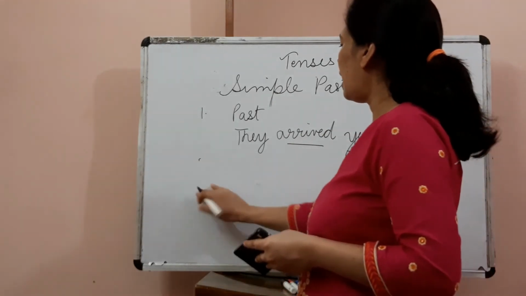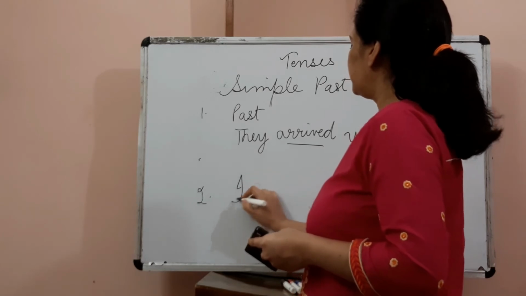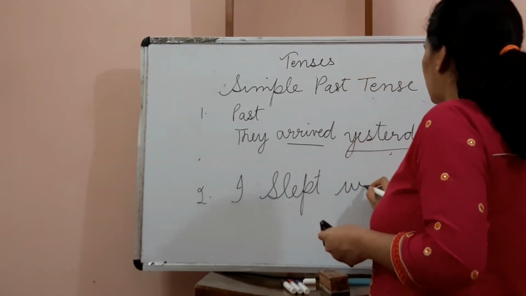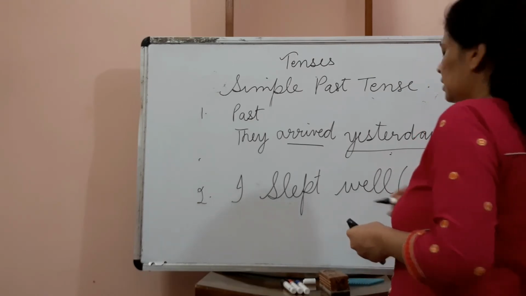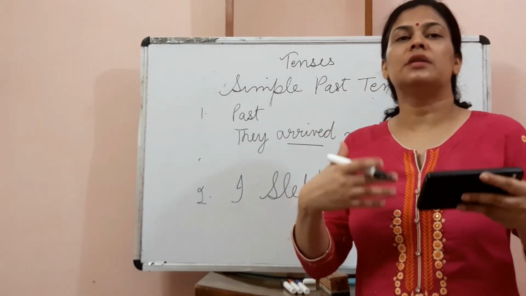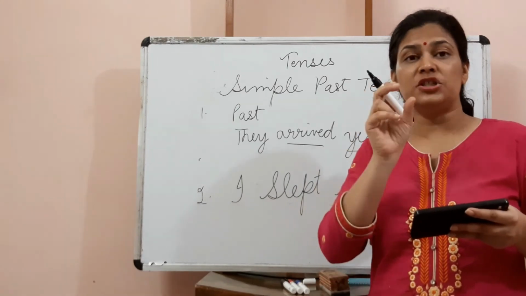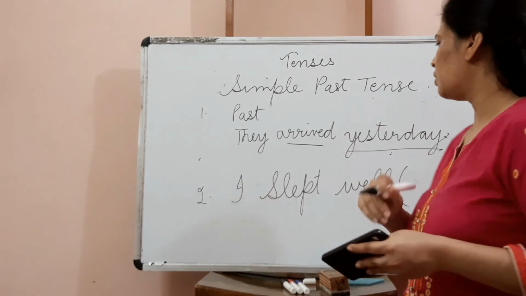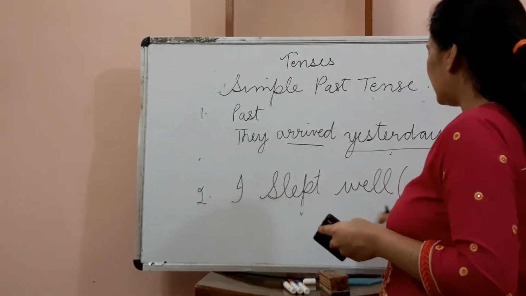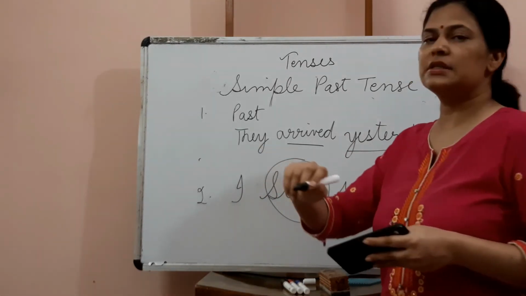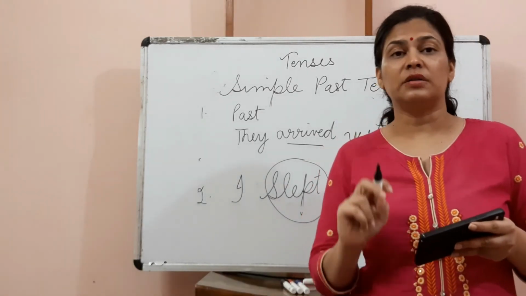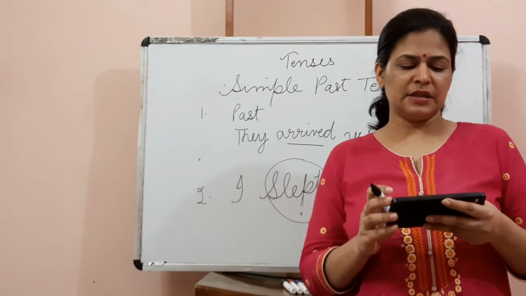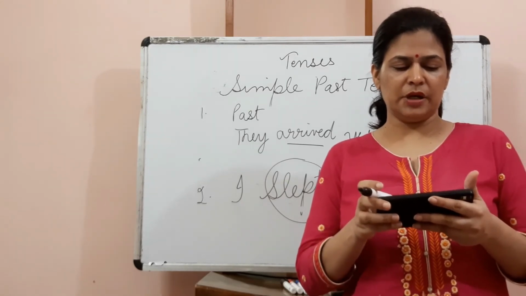Next is I slept well. Here, though the point of time is not given, as you are conversing with the person, you know very well which time frame he is talking about. He is talking about last night. So you can easily reply I slept well because this is asked about the past or the last night. Next, see this exercise. It's very easy and I think you'll be able to do it.